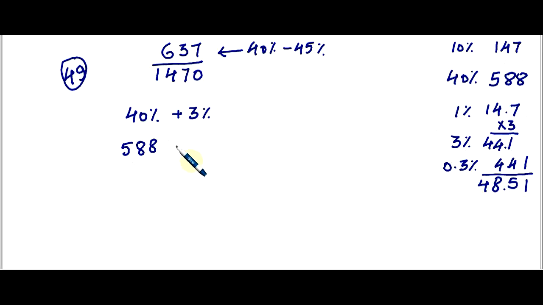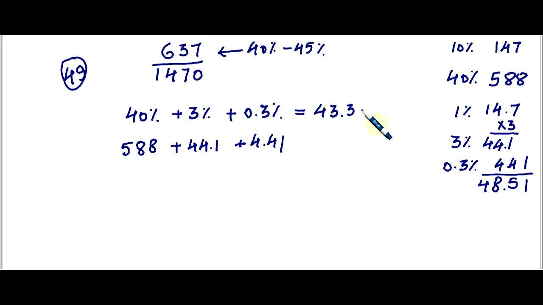So 3% has been 44.1. If I add another 0.3%, this will be 4.41, and this will be very close to the remaining 49 that I needed to obtain. So I can close it over here. I can count it over that. I've got to the percentage, and the percentage I've got is 43.3%. Now, at most, the answer will differ by 0.05 or 0.1%, which I believe is manageable. So I've got the answer as 43.33.